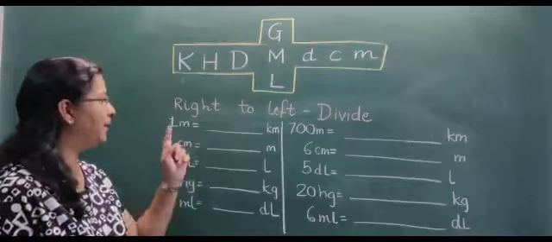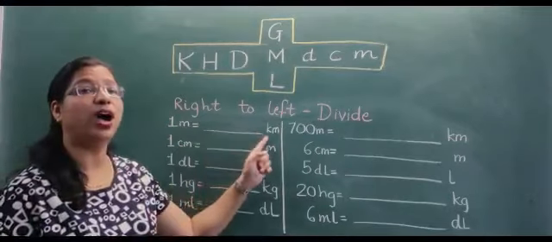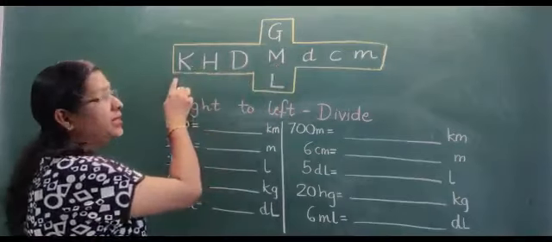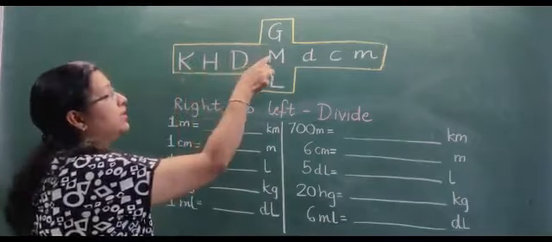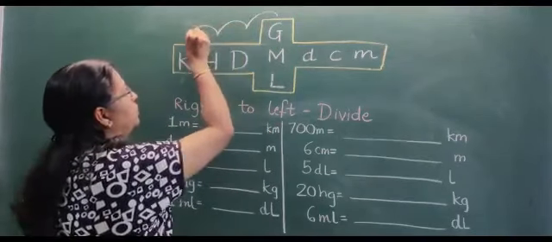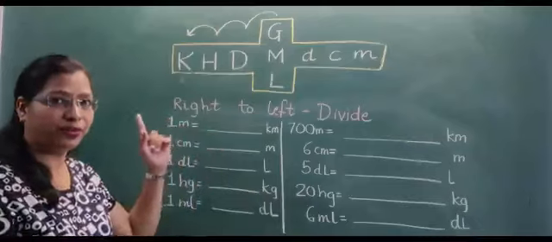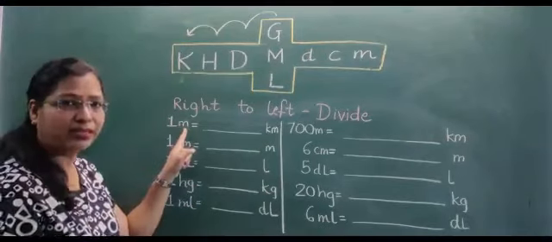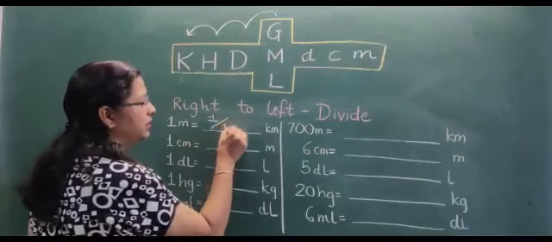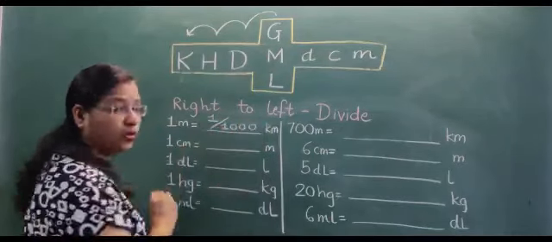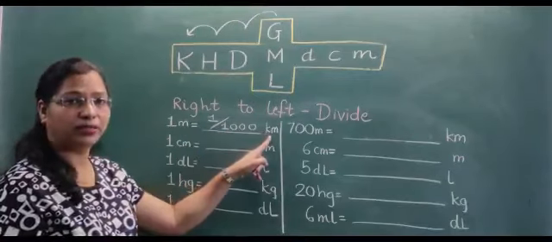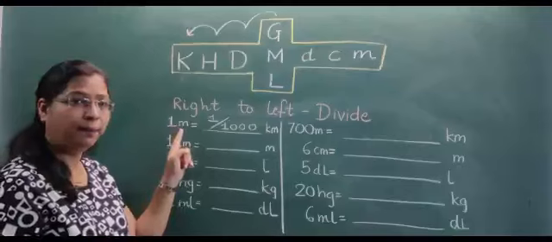Now look at this example. 1 meter is equal to how many kilometers? So you can see meters here, kilometers to the left. So here you will have to move 1, 2, 3 places to the left, right? So here 1 meter you will divide by 1000 to convert it into kilometers. So 1 upon 1000 kilometers is equal to 1 meter.